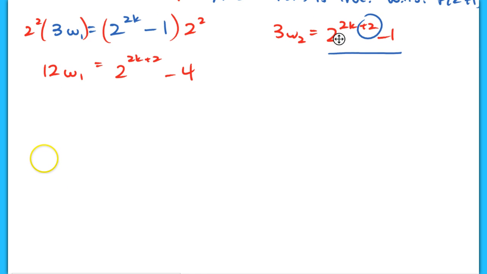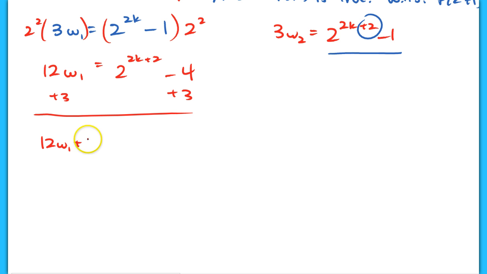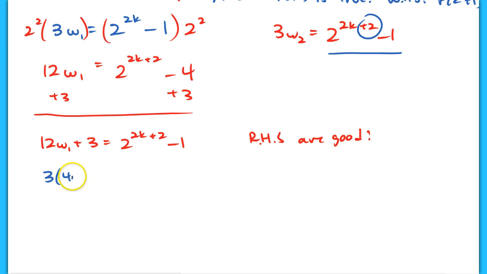And now from here, since my right-hand side is looking pretty close, but I notice that it's differing here because I have minus 1 and over here I have minus 4. So I'm going to add 3 to both sides here. Okay, now I'm left with 12 times w1 plus 3 equaling 2 to the 2k plus 2 minus 1. Now my right-hand sides match. Okay, both right-hand sides are good. Now I'm going to work on the left. Well, on the left-hand side, I am just going to factor out a 3 here. So I have 3 times 4w1 plus 1, and that's equal to 2 to the 2k plus 2 minus 1.